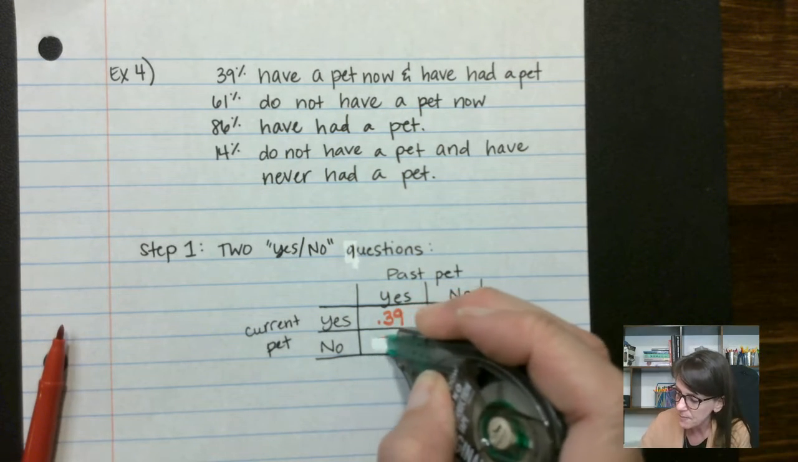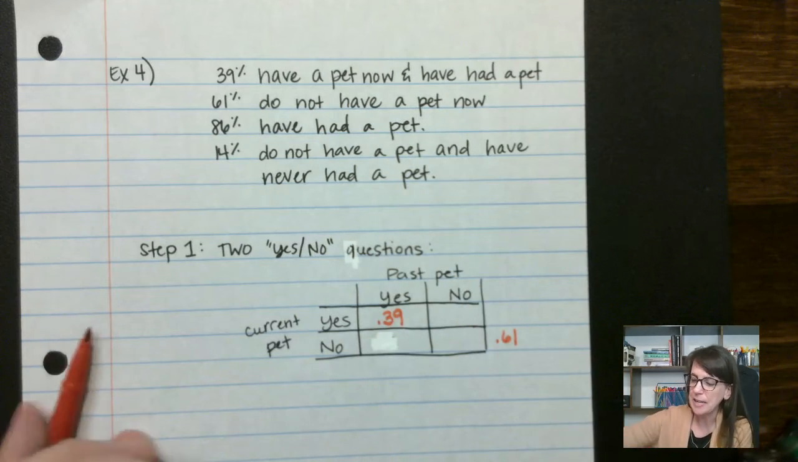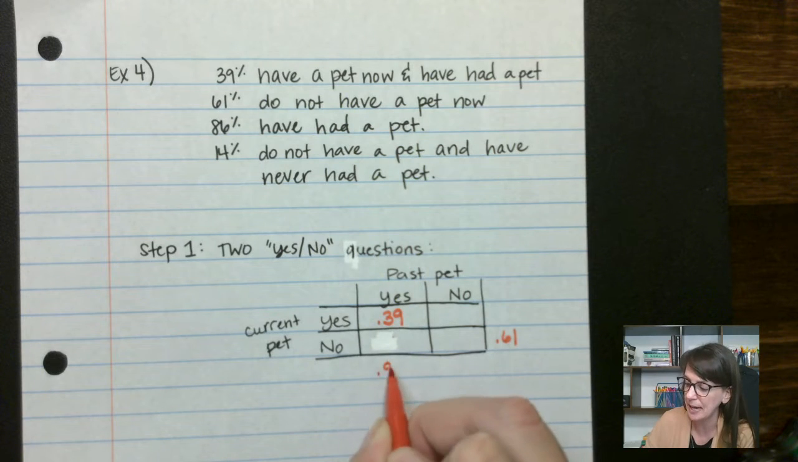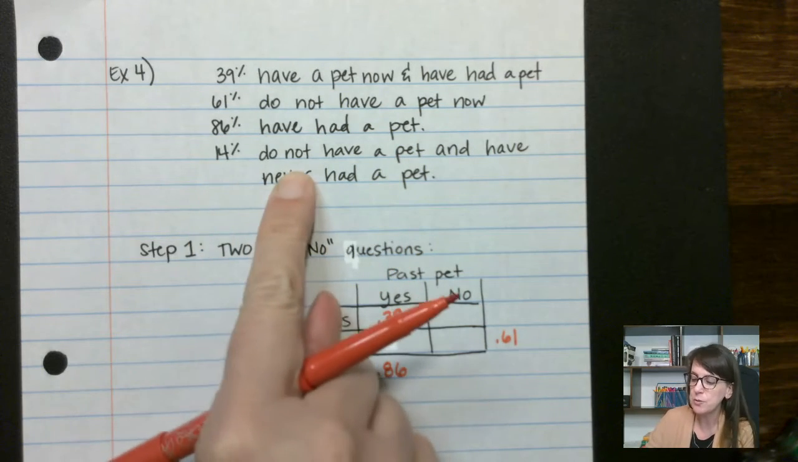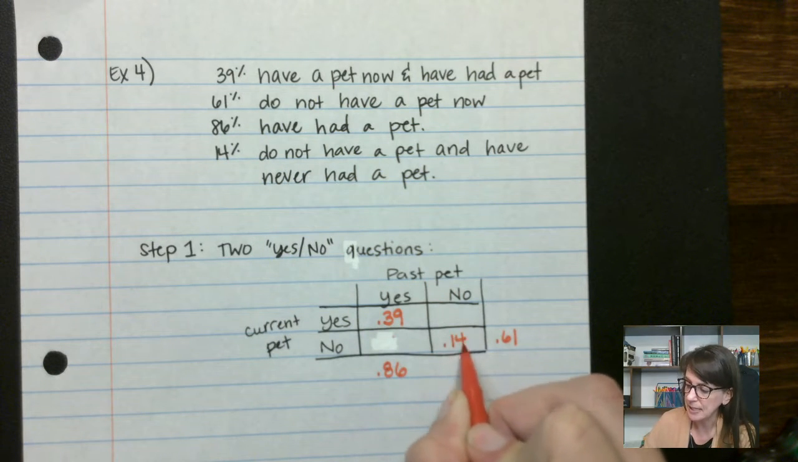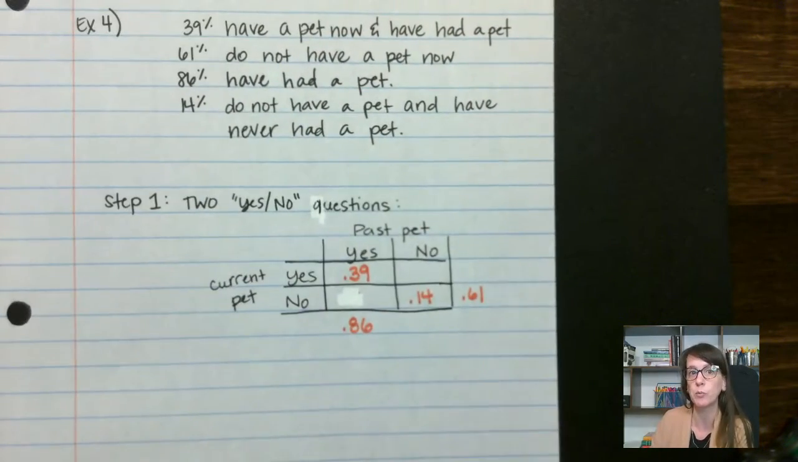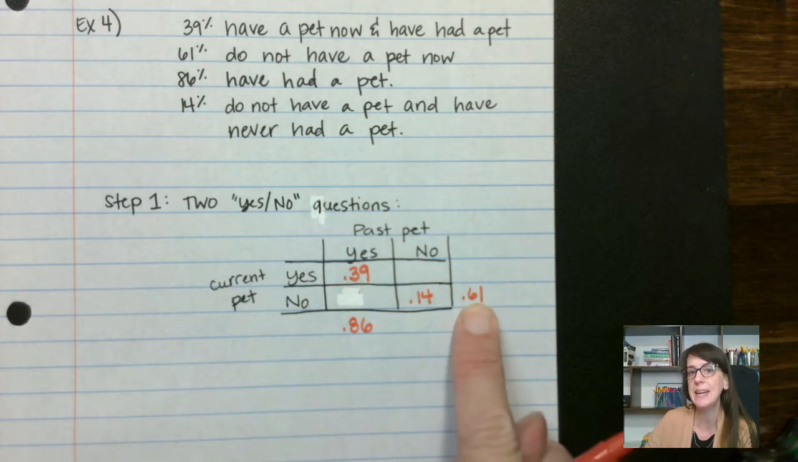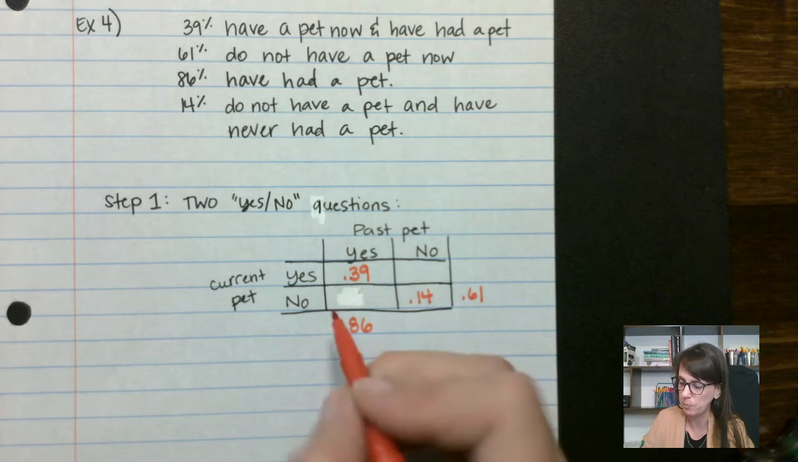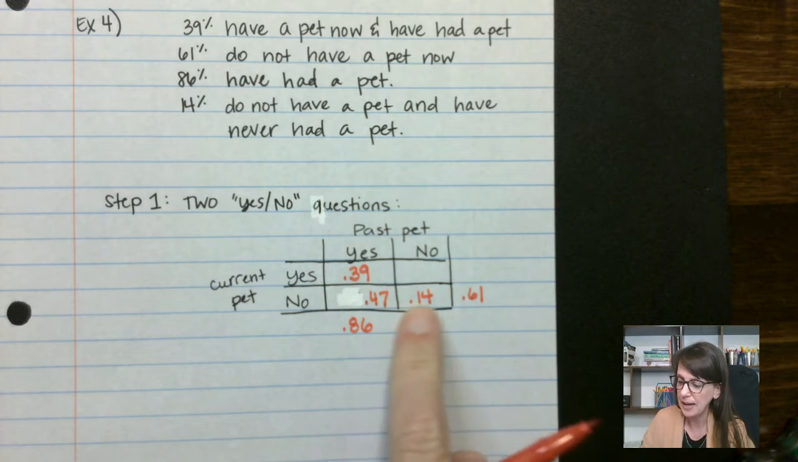86% have had a pet. So past pet yes is 86%, so 0.86. And then 14% do not have a pet and have never had a pet, so no. So 0.14. Okay, so now given this information, that's why it's important we read 61% do not have a pet now. That means it's no pet now, but we don't know how to divide that up. But we do now because we can just subtract. So we take 0.61 minus 0.14 and you end up with 0.47. So that adds up right there.